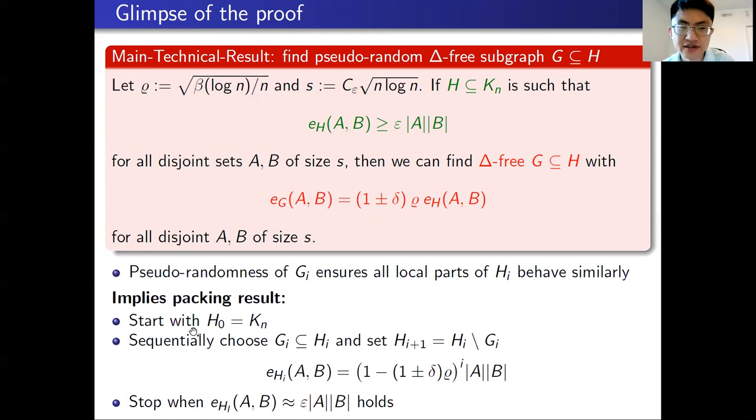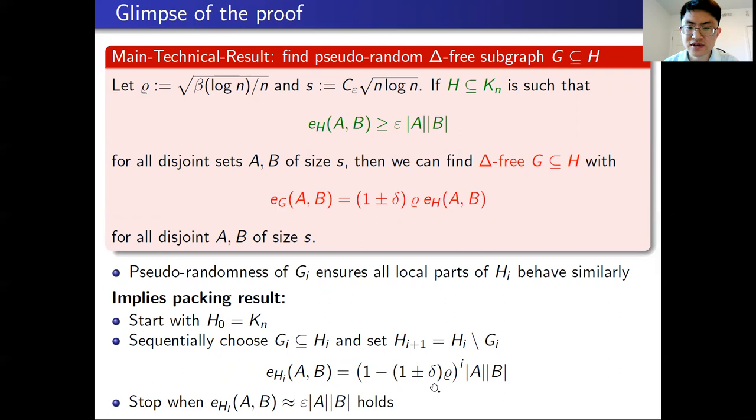Because to get our packing result, we start with H_0 equal to the complete graph K_n. We sequentially choose G_i in H_i by this Mantel-Kronecker result, where H_i plays the role of H and G_i plays the role of G. Then we remove the edges of G_i from H_i to get H_{i+1}. And this pseudo-random property guarantees that at each iteration, we remove a right fraction of edges from H_i. Therefore, iteratively, we can prove that the number of edges between A and B in H_i is roughly this number to the power of i times the number of edges between A and B in H_0. And because H_0 is a complete graph K_n, the number of edges between A and B in H_0 is size of A times size of B.